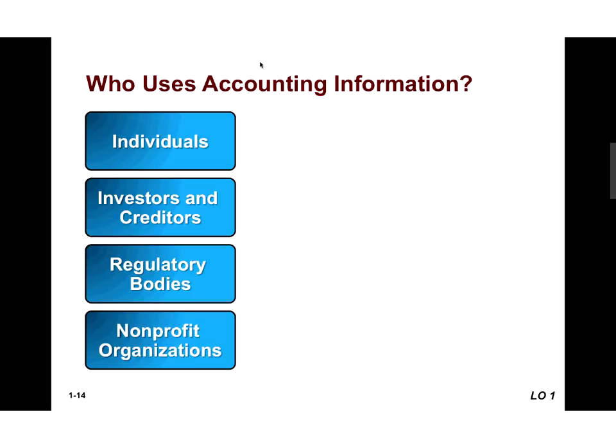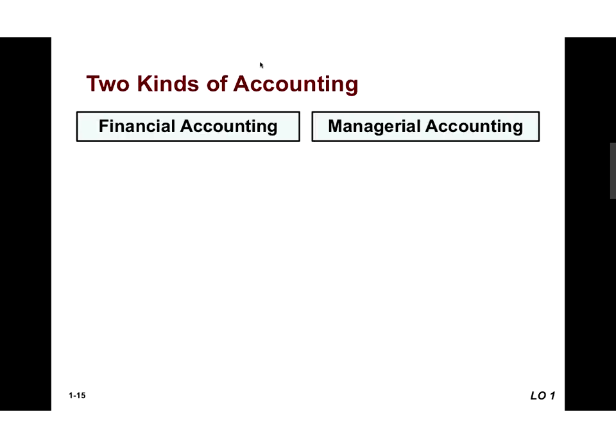Okay, nonprofit organizations. So nonprofit organizations have to use accounting information to run their organization. Even though they're not going for a profit, they still have scarce resources. No one has unlimited resources. People need to make decisions about how to use those resources and understand the impact of those decisions.